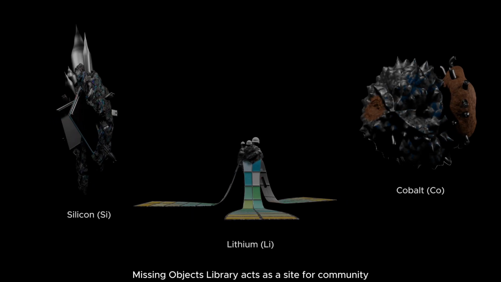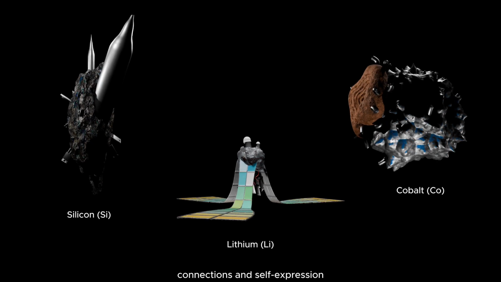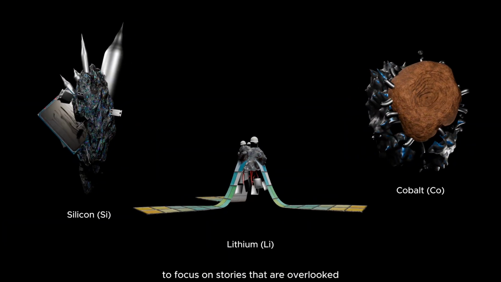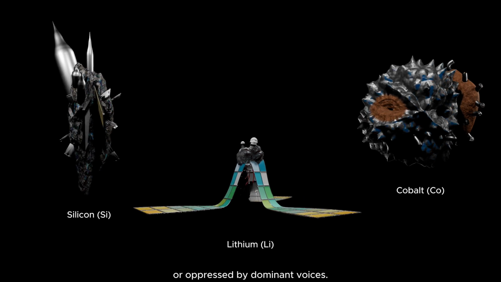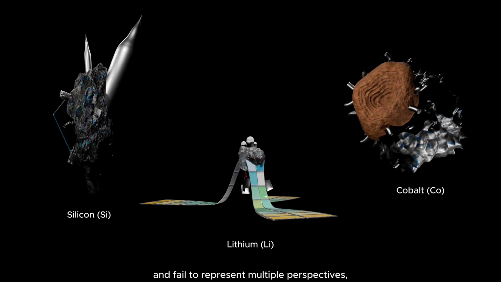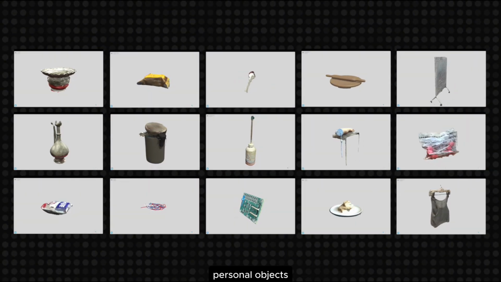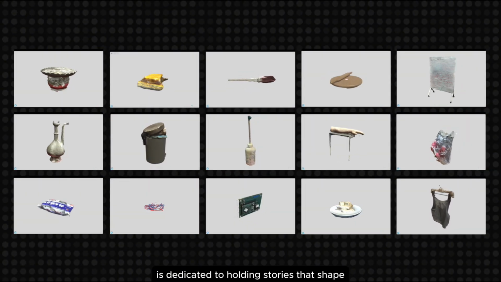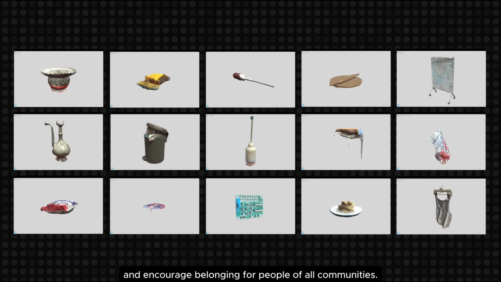Missing Objects Library acts as a site for community connections and self-expression while recentering narratives to focus on stories that are overlooked or oppressed by dominant voices. While mainstream histories often lack diversity and fail to represent multiple perspectives, Mole's repository of bespoke personal objects is dedicated to holding stories that shape meaning and encourage belonging for people of all communities.